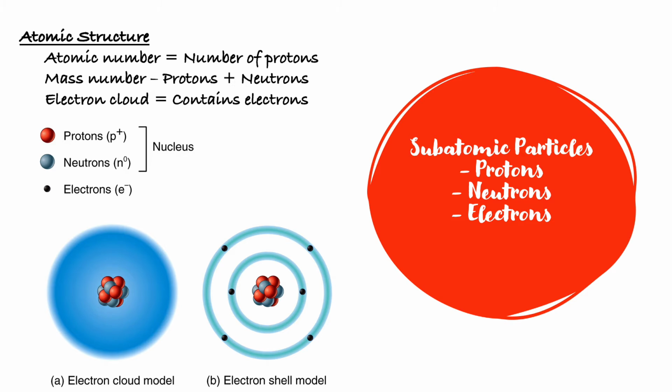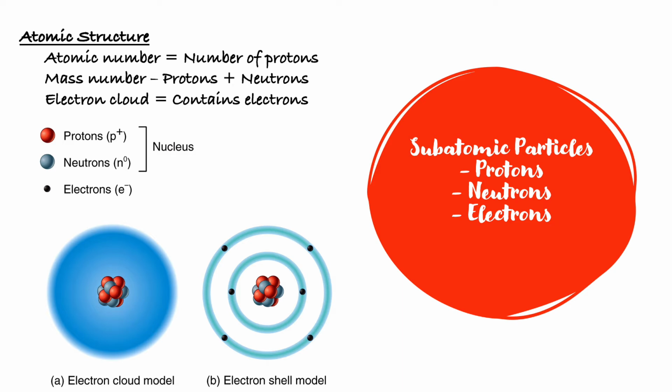Okay, let's look at the structure of the atom. The atom is made up of three subatomic particles, which are protons, neutrons, and electrons. We're going to find the protons and the neutrons inside the nucleus. The nucleus is right here in the center of the atom.